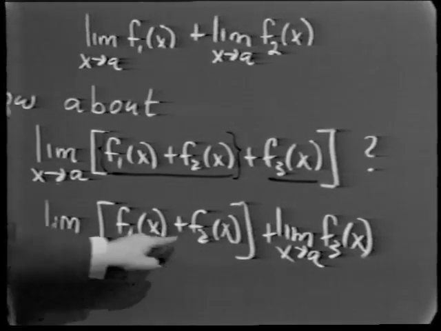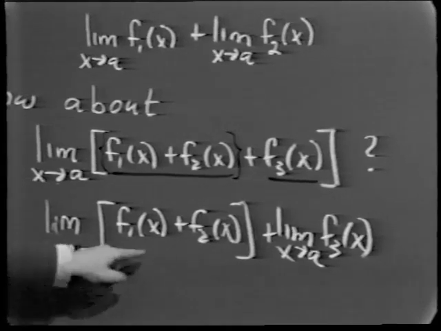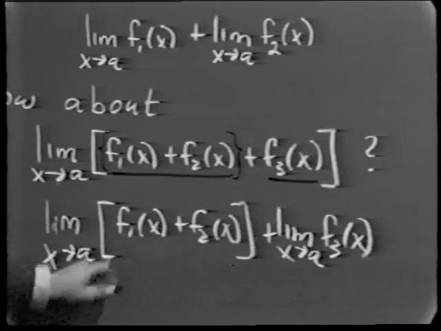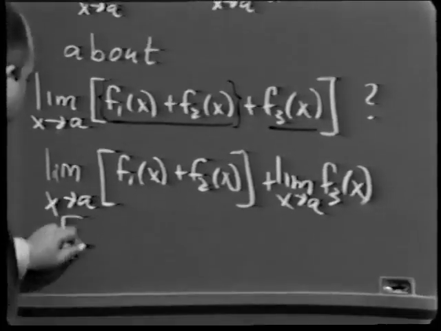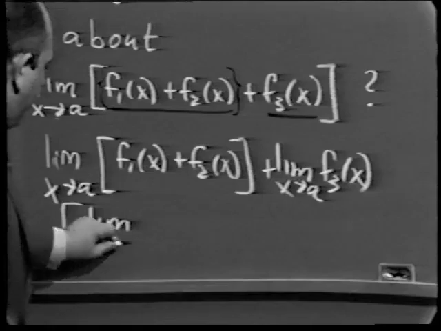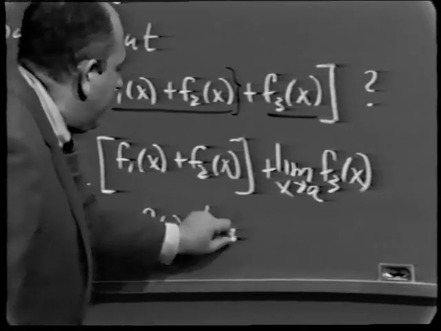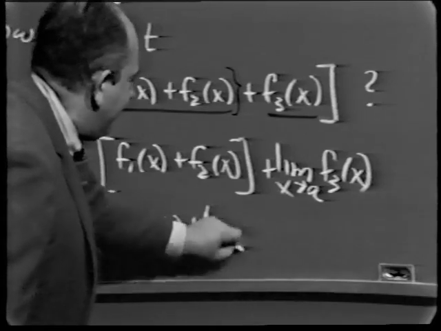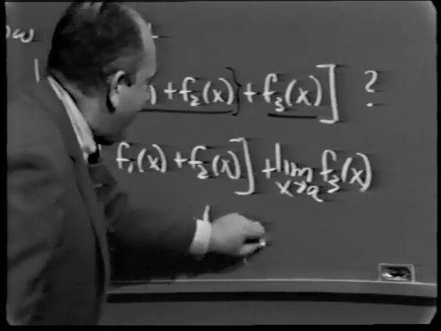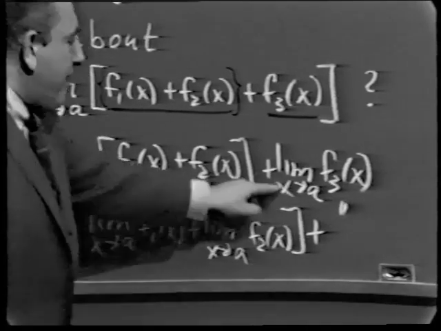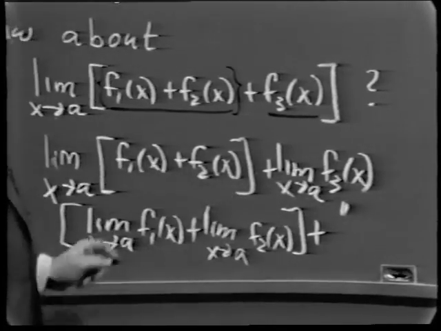And you see, we know that the limit of a sum is the sum of the limits is true if we have only two functions. So from here we get to here, and from here we can say this is the limit as x approaches a of f1 of x, plus the limit as x approaches a of f2 of x, plus the limit as x approaches a of f3 of x.